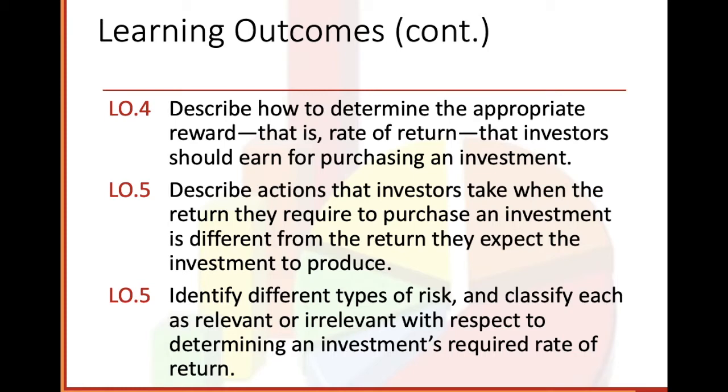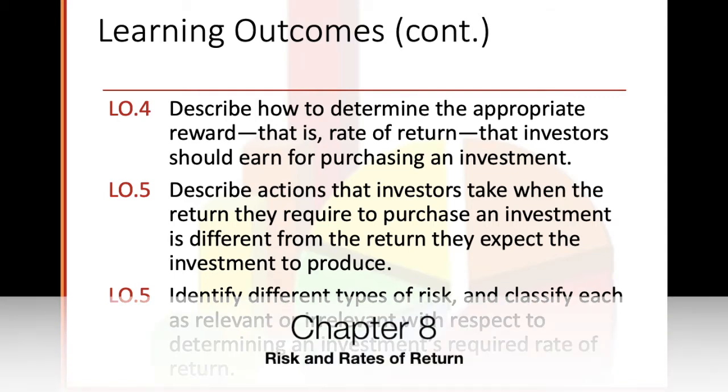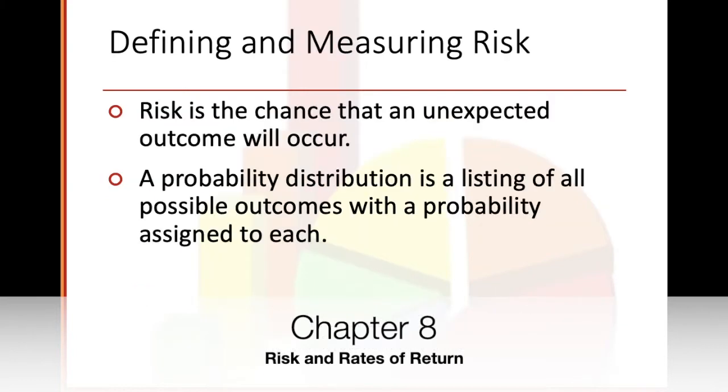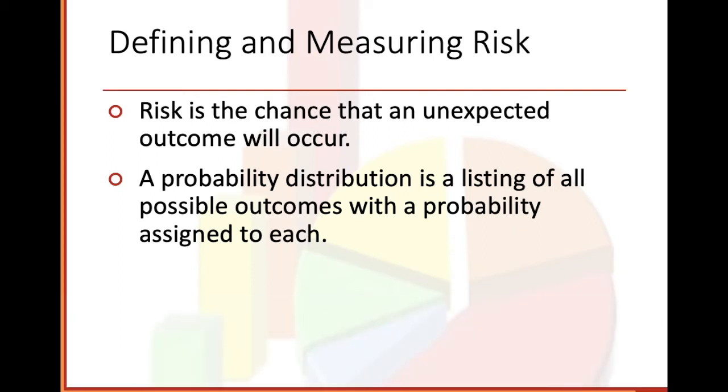And 6, identify different types of risk and classify each as relevant or irrelevant with respect to determining an investment's required rate of return. So, defining and measuring risk. Risk is the chance that an unexpected outcome will occur. A probability distribution is a listing of all possible outcomes with a probability assigned to each.